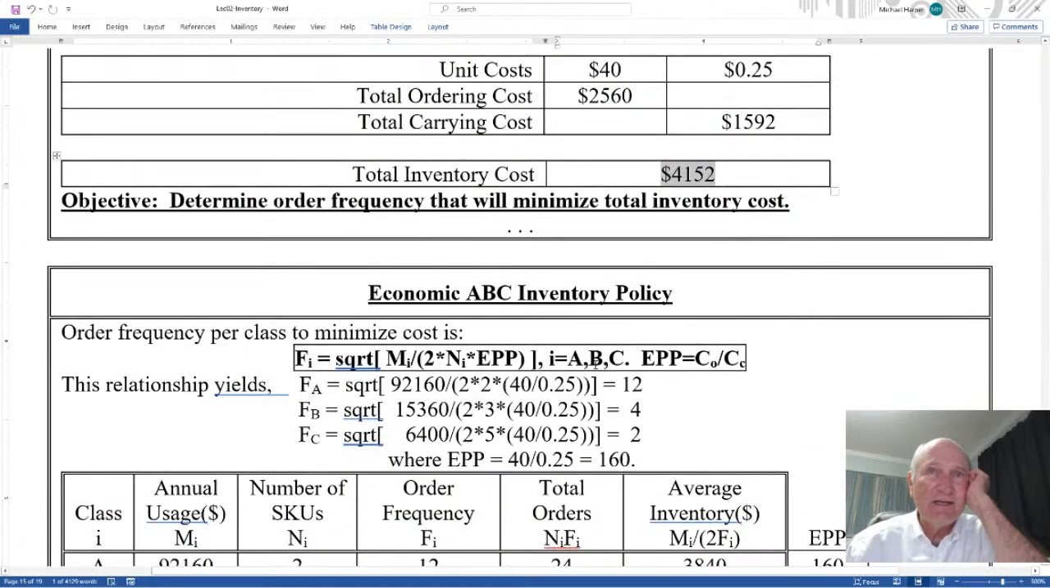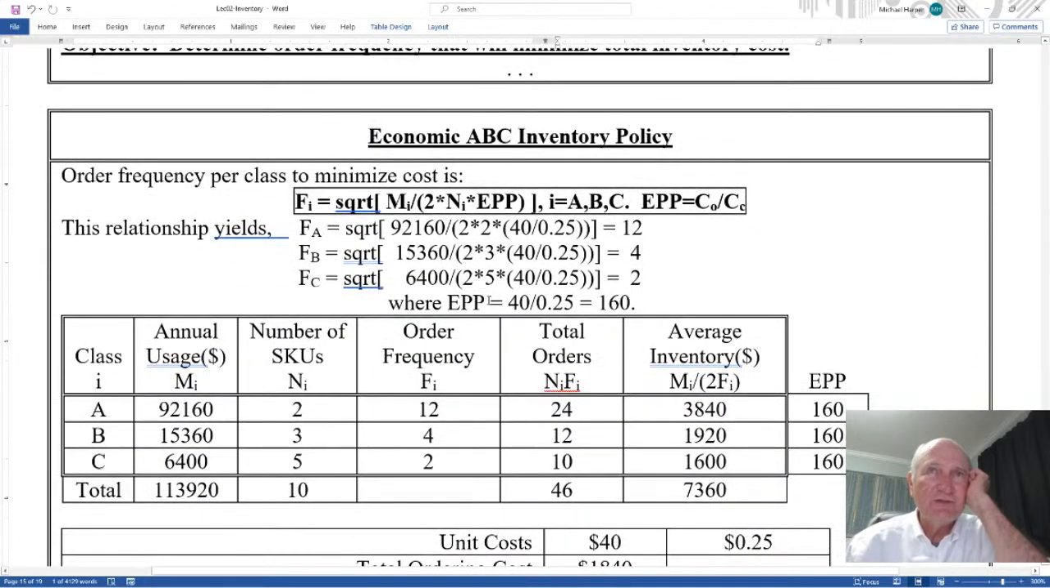I'm not deriving it again, but I'm giving you the results. And there's the equation. Where I'm taking the square root of my usage of that class, divided by 2 times the number in the class times the EPP. Here's the EPP. I want to minimize my cost. My EPP is a ratio of the ordering to carrying cost. Interesting. Well, my ordering cost is 40, carrying cost is 25 cents, so my EPP is 160.